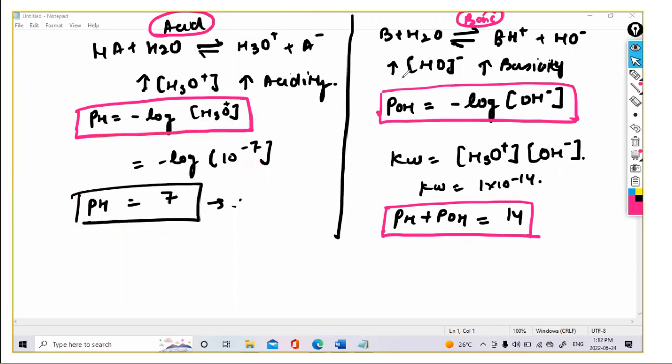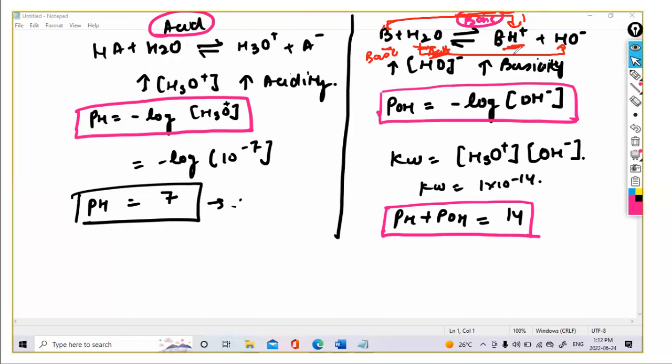Similarly, you can talk about the bases also. This base is reacting with water. The base is accepting the proton: B is converting to BH positive here, right? Whatever accepts a proton, we call it a base. And this water is losing the H and becoming OH negative. So I can say this is the acid, because it is losing H positive. It is donating, right? So this base is becoming BH positive.